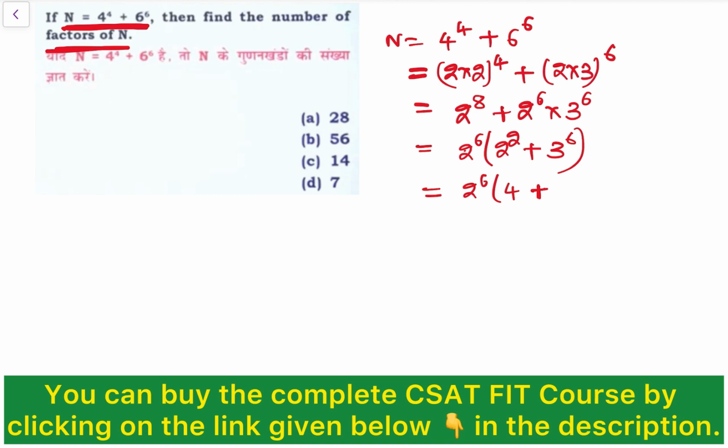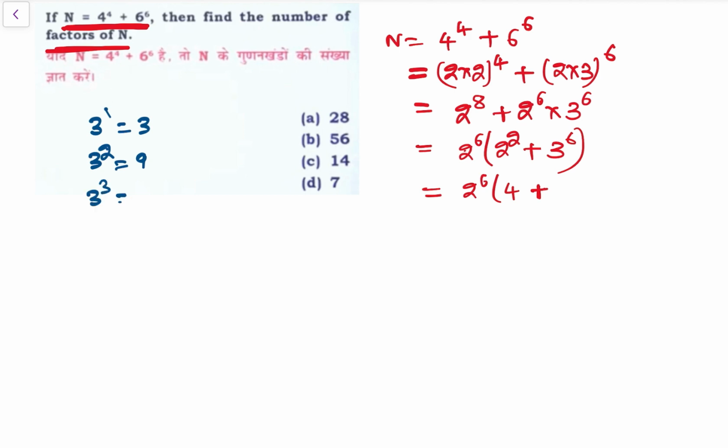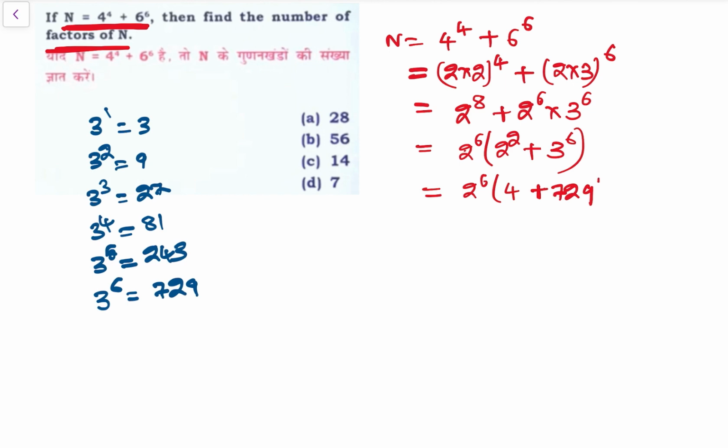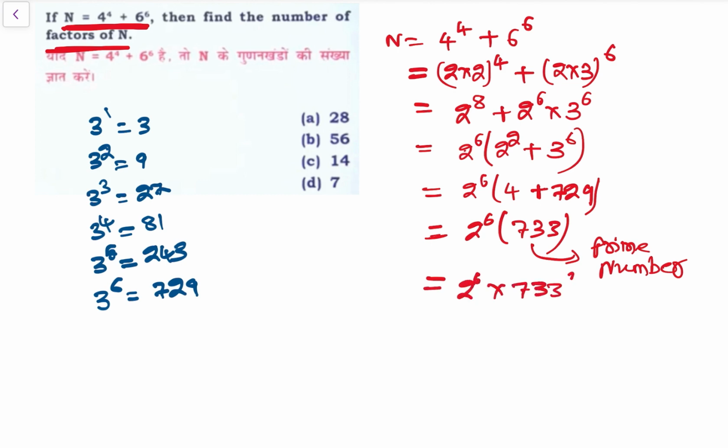So 3 to the power 6 is, we know, 3 to the power 1 is 3. 3 square is 9. 3 cube is 27. 3 to the power 4 is 81. 3 to the power 5 is 243. 3 to the power 6 is 729. So plus इधर आएगा 729. ठीक है, सो 729 plus 4 is 733. So now 733 is a prime number. Prime number itself. So हमें क्या है, so 2 to the power 6 into 733 to the power 1.